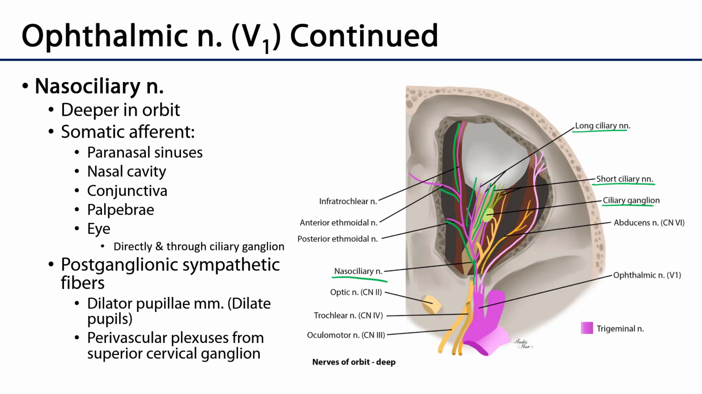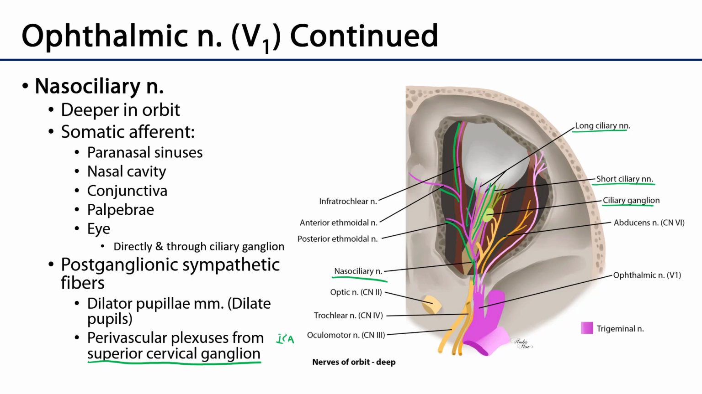The nasociliary nerve also is going to conduct postganglionic sympathetic fibers. These fibers are actually hitchhiking on the nasociliary nerve. They're coming ultimately from the superior cervical ganglion of the sympathetic trunk, and those fibers make their way into the skull through perivascular plexuses associated with the internal carotid artery. It's a very major pathway of sympathetics into the skull.